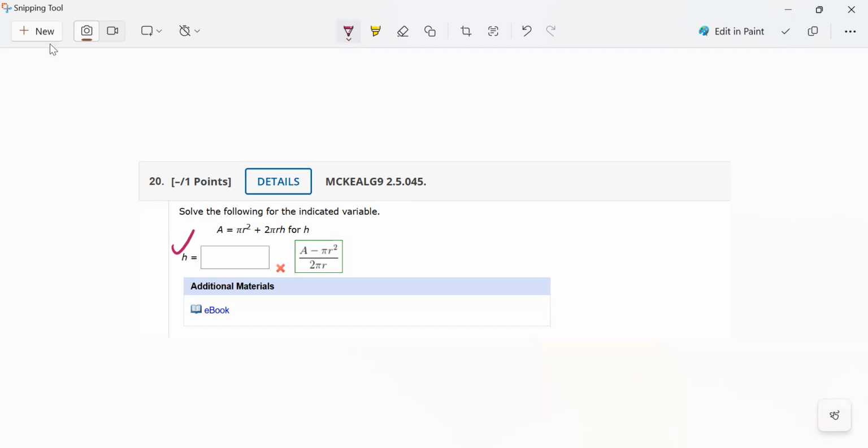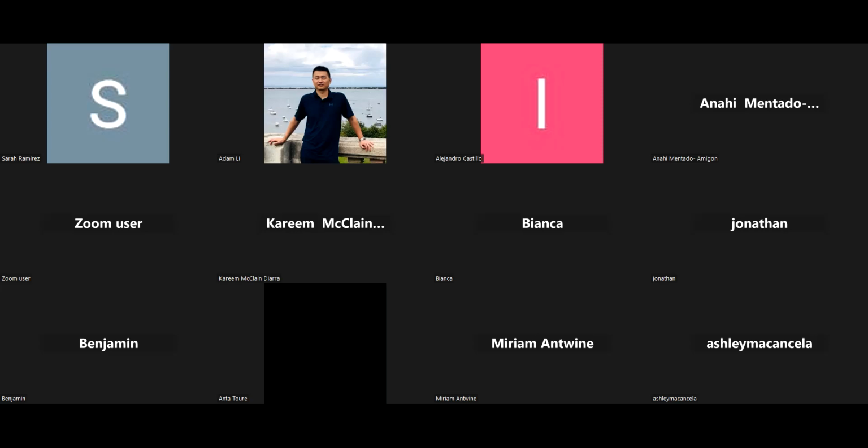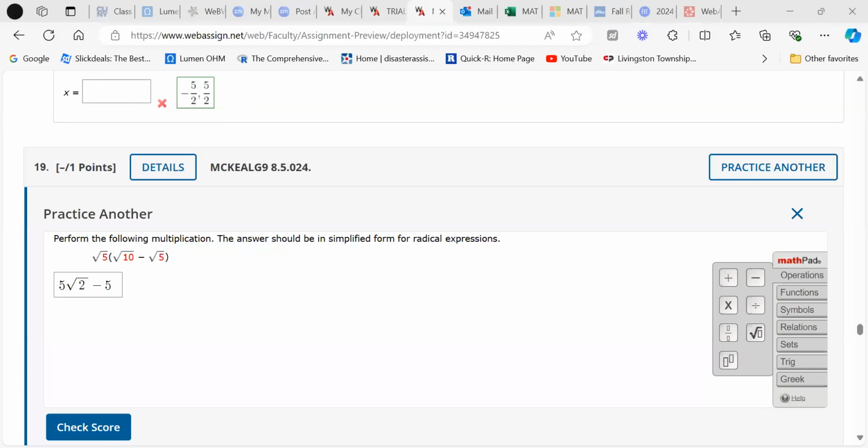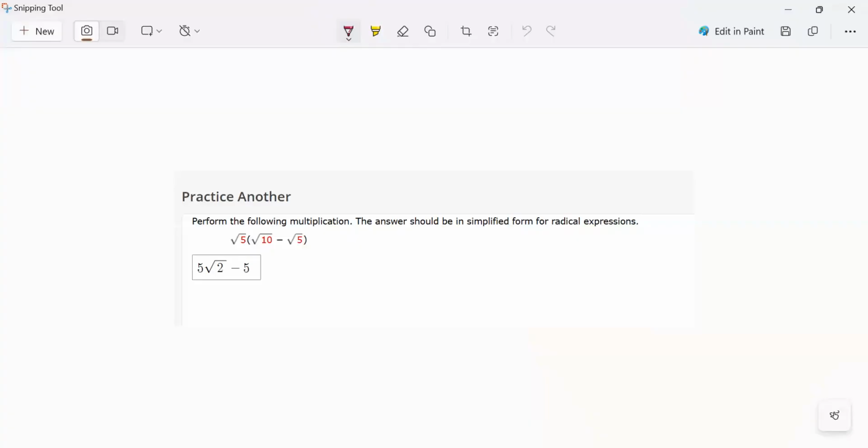So let me screenshot this. I'm gonna go over this one more time, just in case you are not 100% confident about it. Let me share the screen with you. First step, we're going to multiply radical 5 and radical 10, using the property we did yesterday: radical A times radical B is radical A times B.